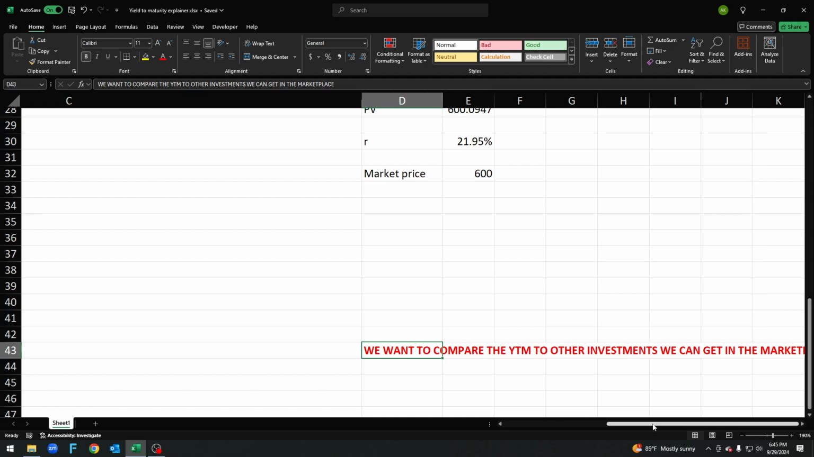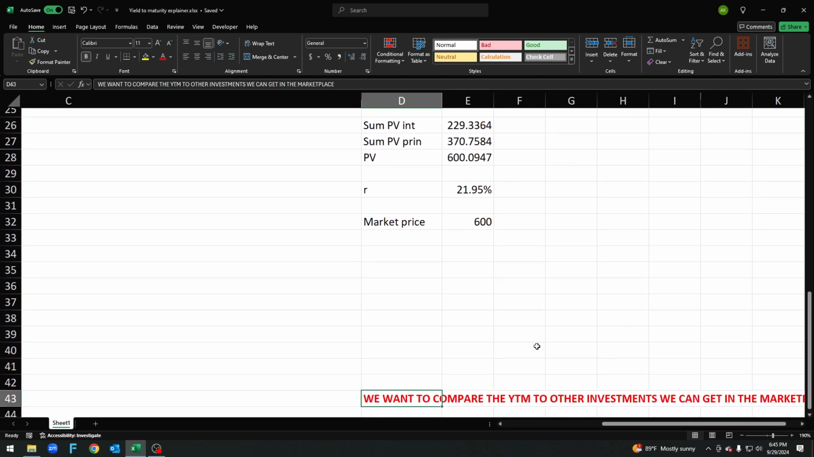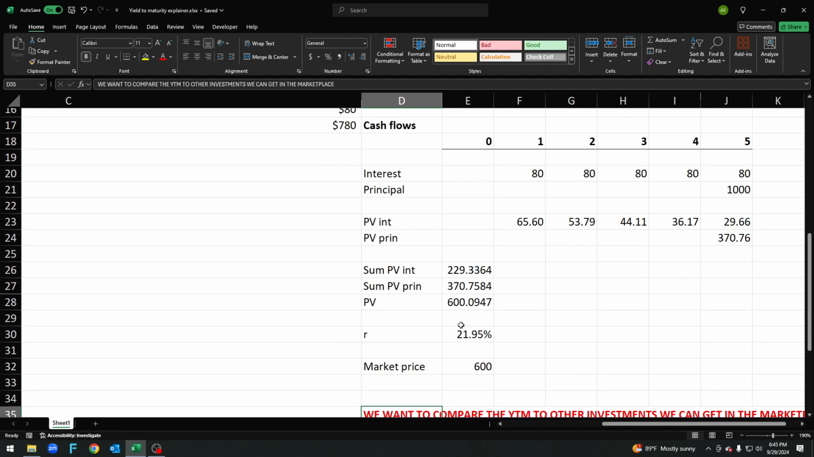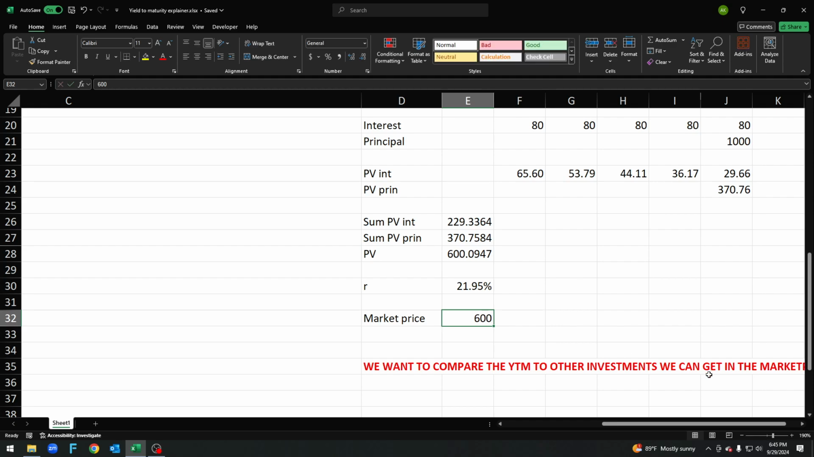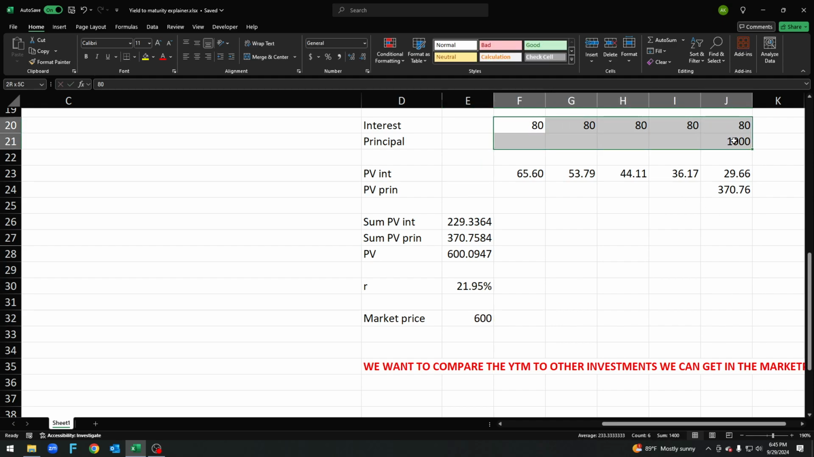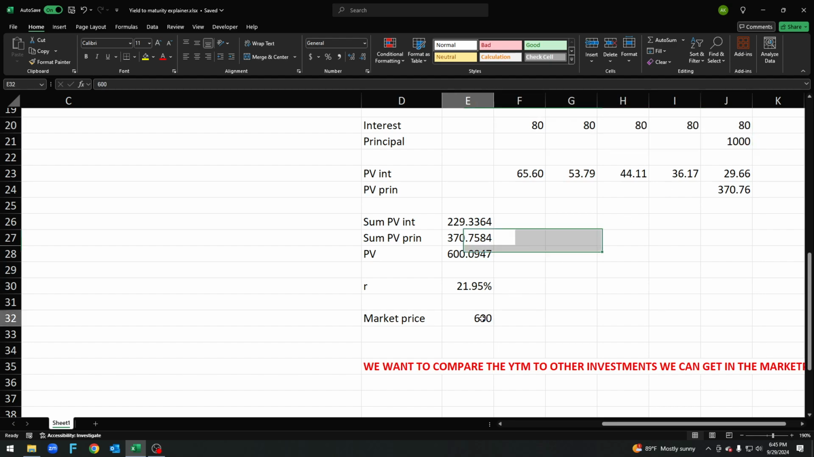Why do we care about the yield to maturity? We want to compare the yield to maturity to other investments that we can get in the market. So, for example, in the market, we can currently get this investment for $600. That implies a yield to maturity of 21.95%. Now, do we want to buy this bond? Yes or no? Well, it depends on what else we can get in the market.